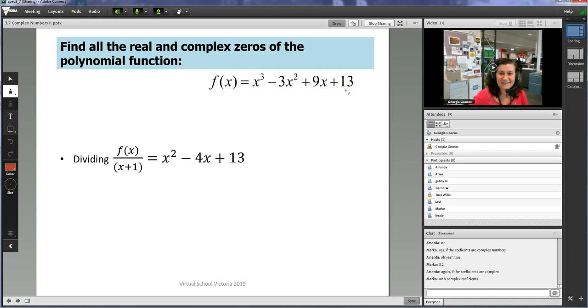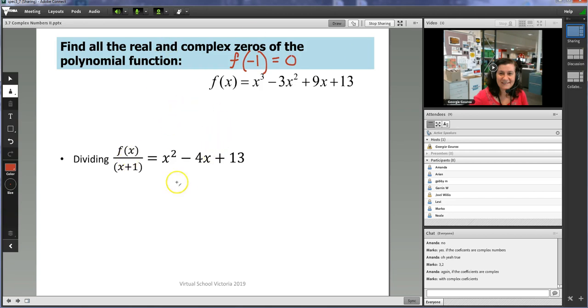And what are we told here? I think I must have chopped out a slide here. We're told that one of the values, negative 1, when x is equal to negative 1, this polynomial is equal to 0.